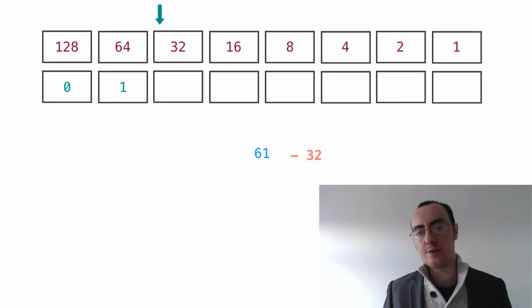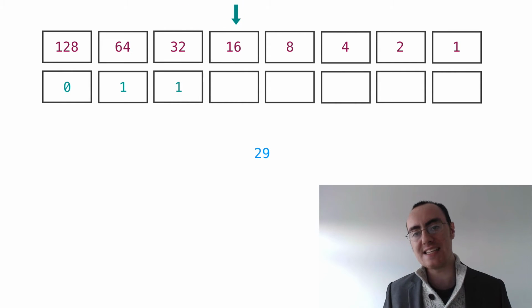So can we take away 32 from 61? The answer is yes, that leaves a remainder of 29. So we turn that bit on. The next bit is 16. Can 16 be taken away from 29? Yes, it can. It leaves a remainder of 13. So turn that bit on.